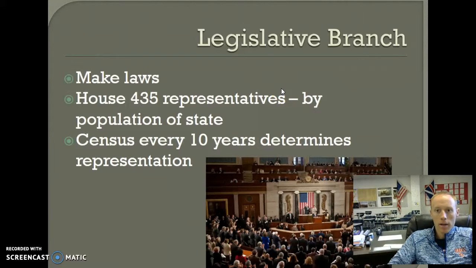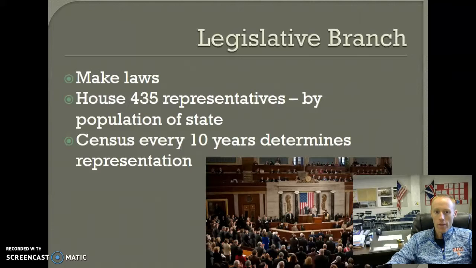All right, today we're going to talk about the legislative branch. The most important thing you need to remember about the legislative branch is that they are responsible for making the laws, and they represent their constituents in their home states, or at least they're supposed to.